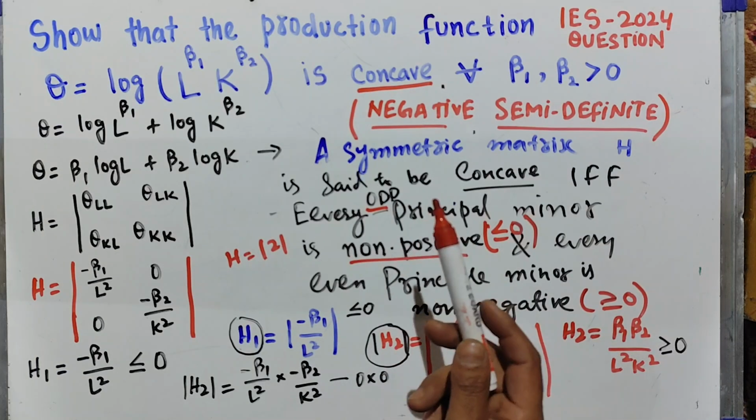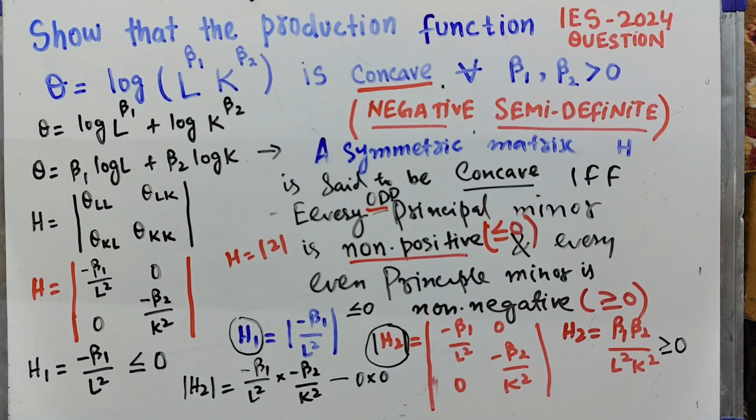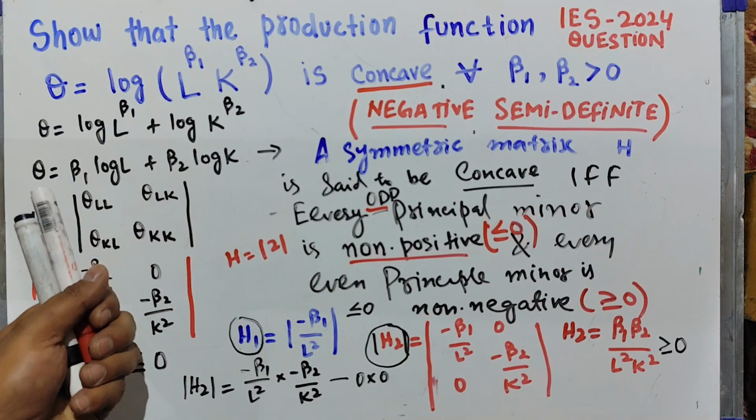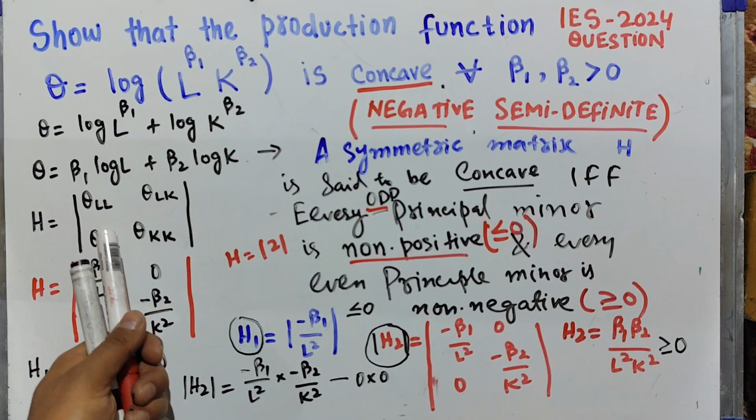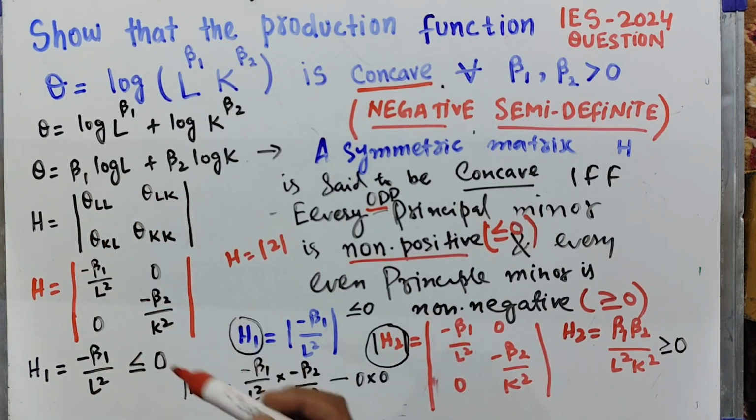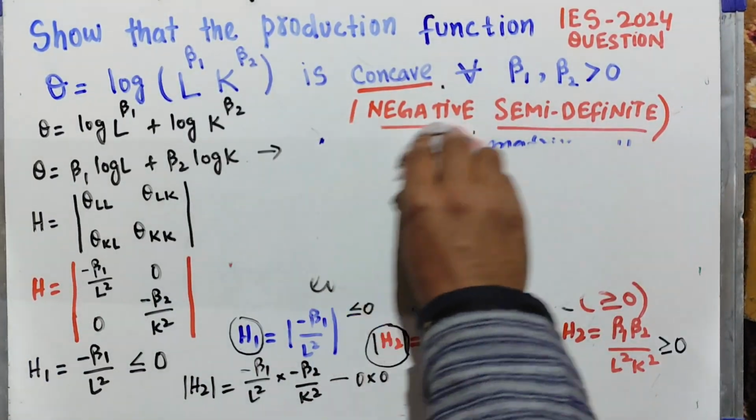So we can say that the given production function is concave, because the symmetric matrix formed by taking the second order partials of the production function, with the second order direct partials on the principal diagonal and the second order cross partials off the principal diagonal, had minors such that every odd principal minor came out non-positive and every even principal minor came out non-negative. Hence the production function is concave.